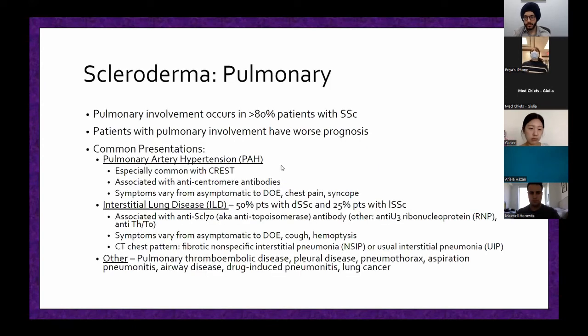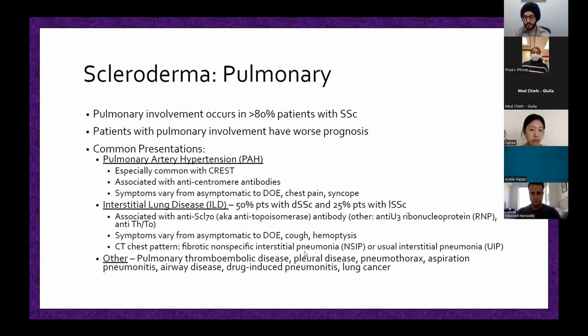Pulmonary involvement occurs in more than 80% of patients with scleroderma. As you can see, a lot of these major organs are involved in patients with scleroderma, so it is definitely beyond the skin, okay? Pulmonary artery hypertension occurs most commonly with CREST, like I said. It is associated with the centromere antibody, and symptoms can be varied from asymptomatic to shortness of breath, dyspnea on exertion. Interstitial lung disease occurs in 50% of patients with diffuse scleroderma and 25% of patients with limited scleroderma. It is most commonly associated with the Scl-70 topoisomerase antibody. And again, the symptoms are varied.